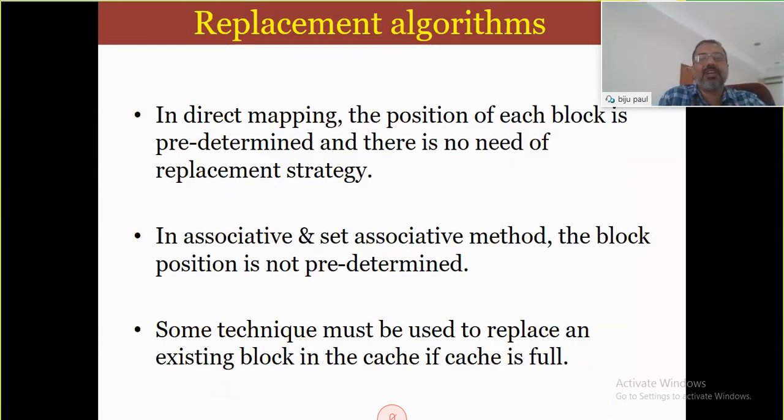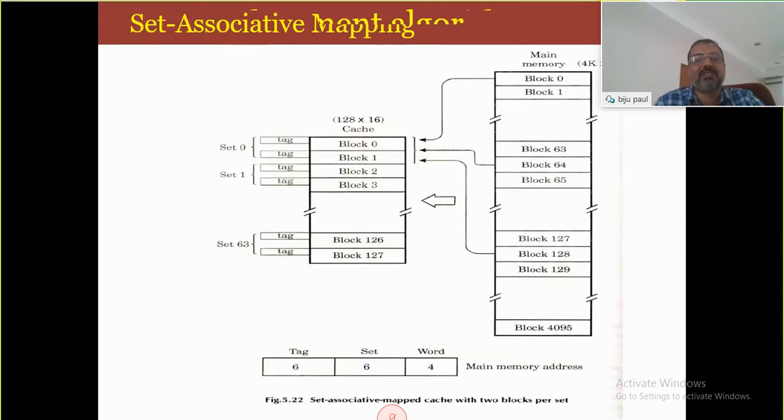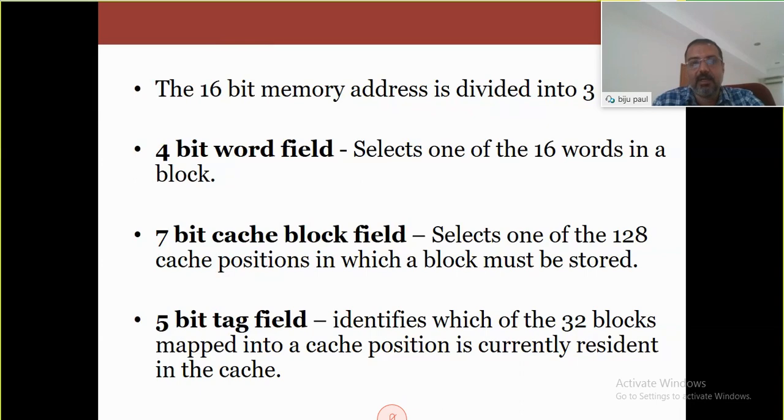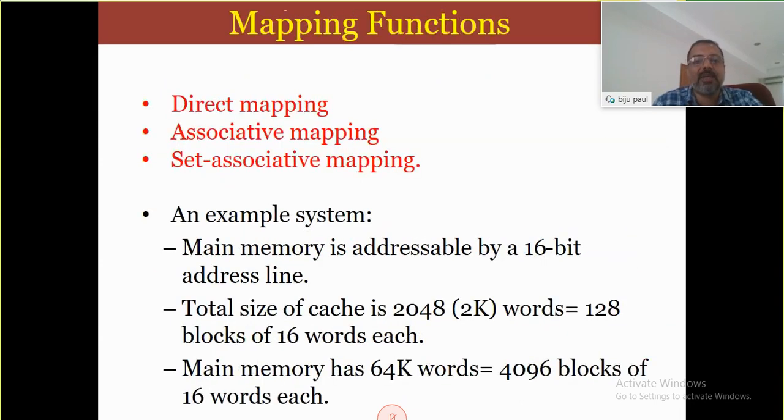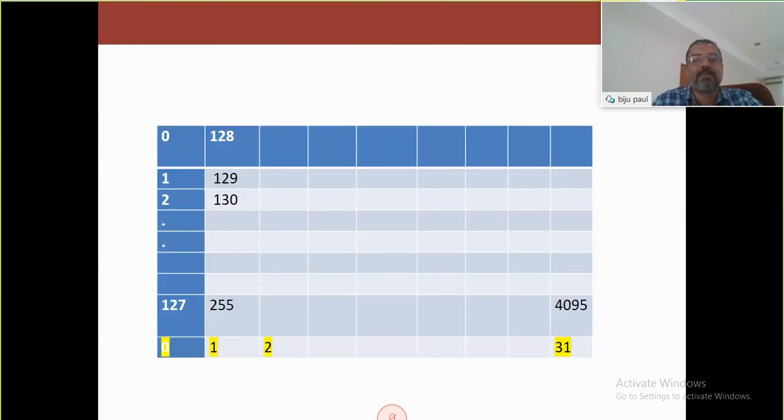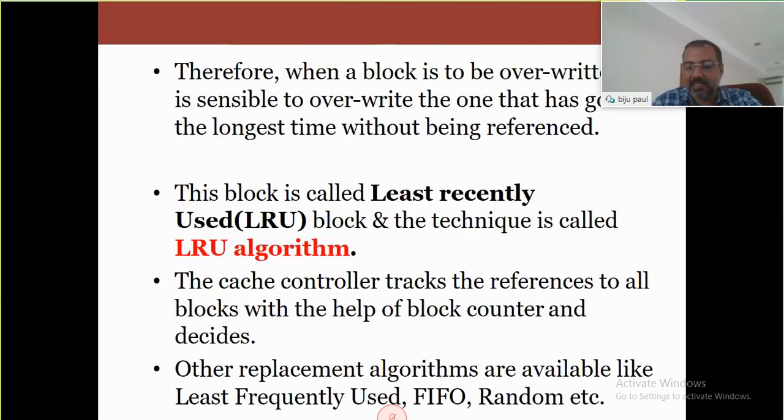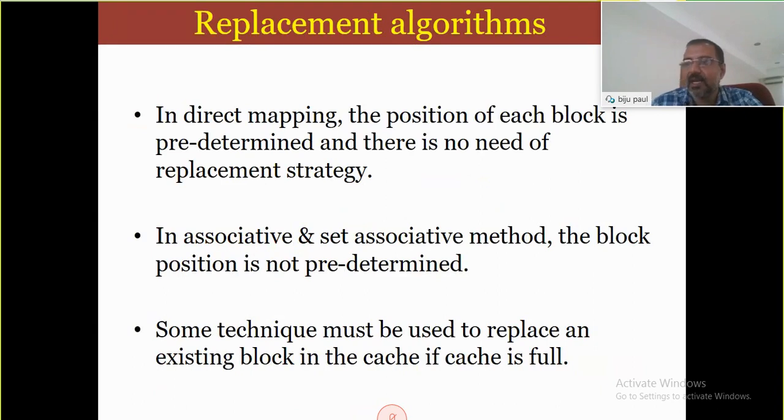Okay, now we have to discuss the replacement algorithm. Before that, we have discussed 3 mapping techniques: direct mapping, associative mapping, and set associative mapping. Since the cache memory is very small in size and the processor requires data, when the cache memory is filled, a block has to be replaced. In the case of direct mapping, we don't require any replacement algorithm. What do you mean by replacement algorithm? If the cache memory is filled, which block will you remove?